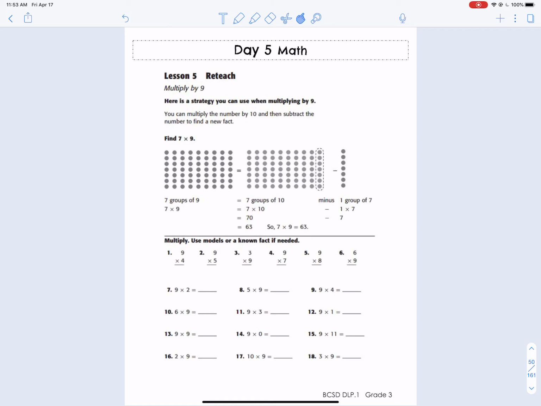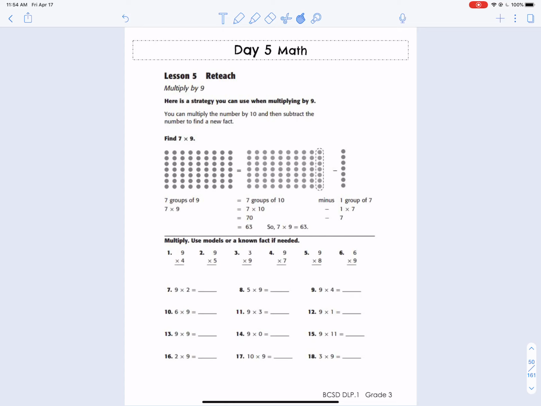Okay, on the day 5 reteach page, there is another multiplication strategy being used for 9s, and this is a really, really useful one. Multiplying by 9 can be difficult if you don't know the finger trick, and that's something that I'm going to have to make another video about where you can see me. But for now, I'm going to go over this strategy where you multiply the number by 10 and then you subtract the number to find your answer.